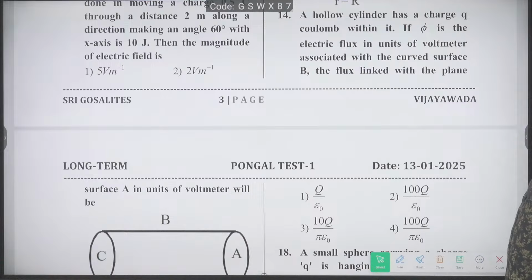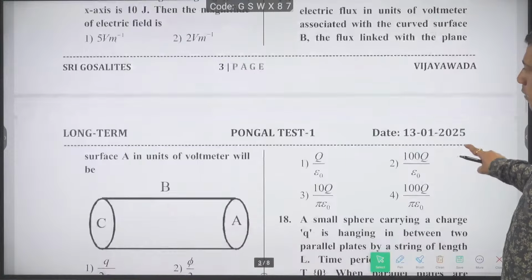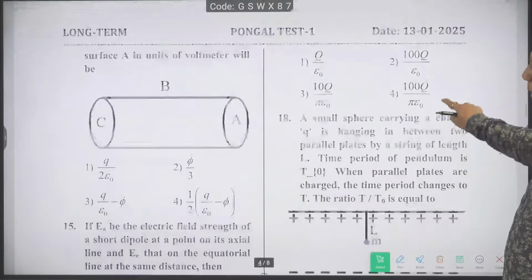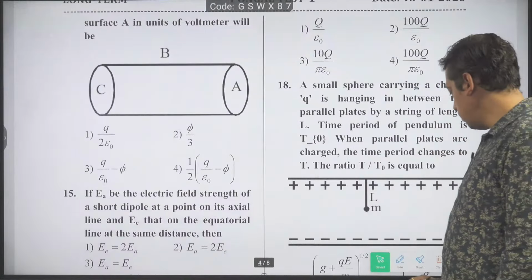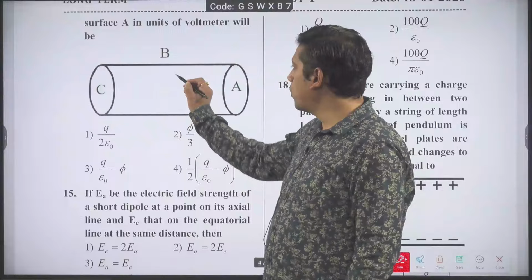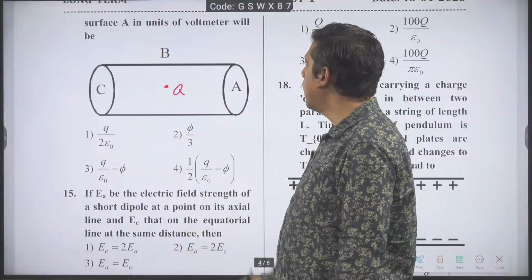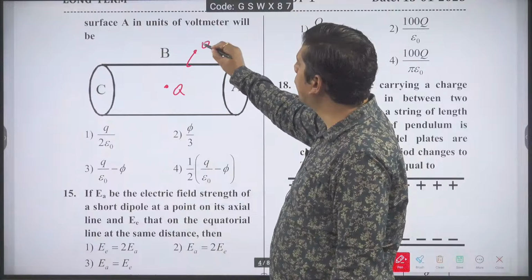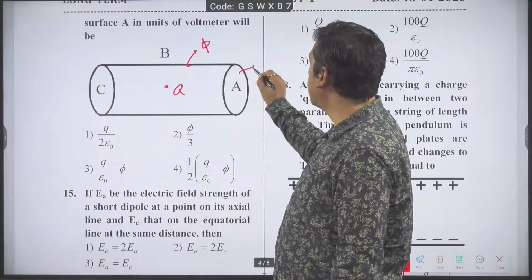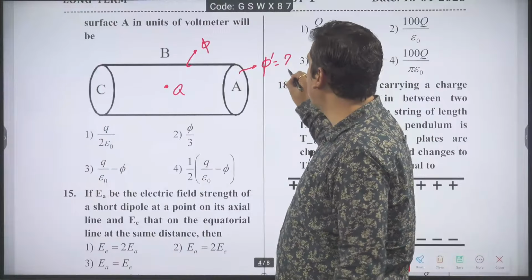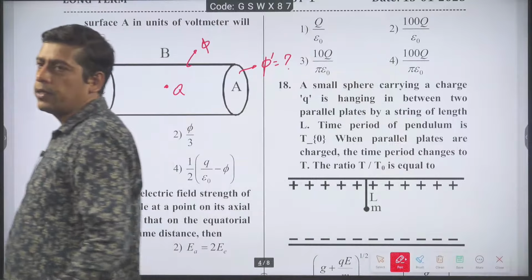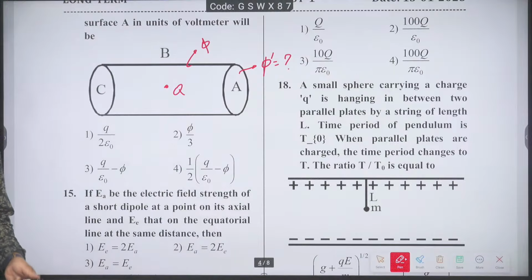A hollow cylinder has a charge q within it. If phi is the electric flux associated with the curved surface B, then flux through... Let me explain the question. There is a charge q placed here at the center, and through the curved surface, flux is phi. Then they're asking what is the flux through the plane surface?